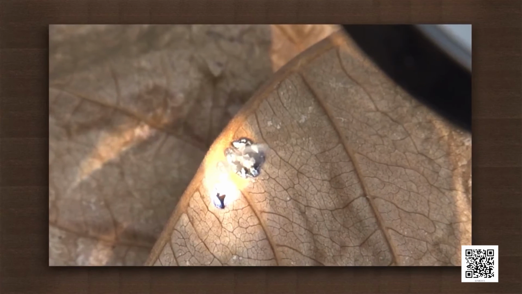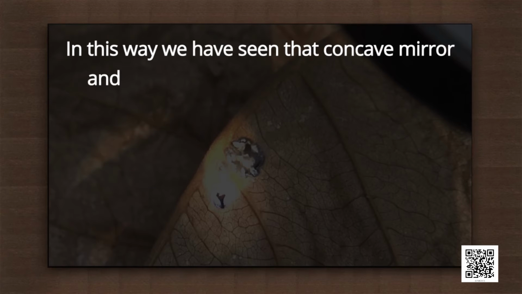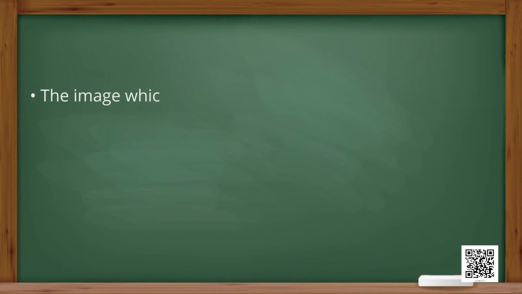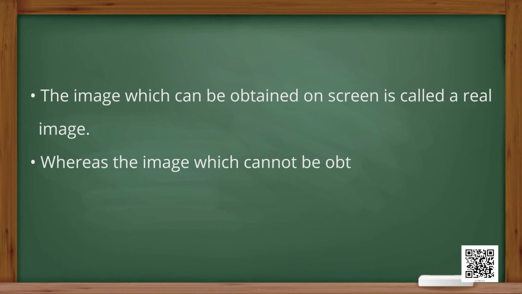So, dear children, in this way, we have seen that a concave mirror and a convex lens form the real image of the sun. Children, the image which can be obtained on a screen is called a real image, whereas the image which cannot be obtained on a screen is called a virtual image.